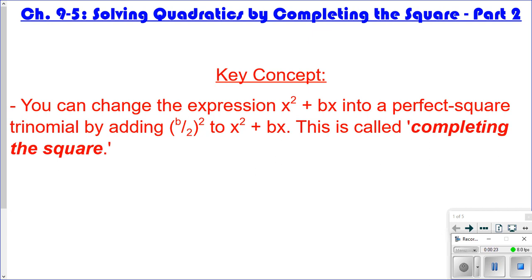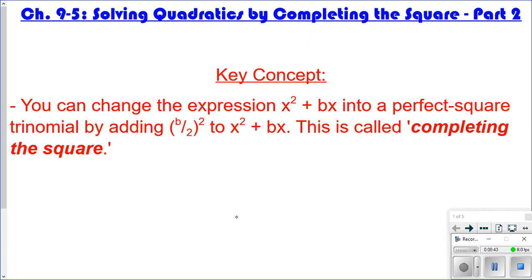In part 1, we solved quadratics by completing the square when there wasn't a coefficient on the x squared term. So in this one, I'm going to go back and look at what do you do if there's a coefficient on the squared variable. So that's what this lesson's about.